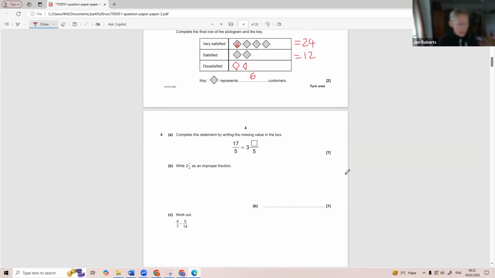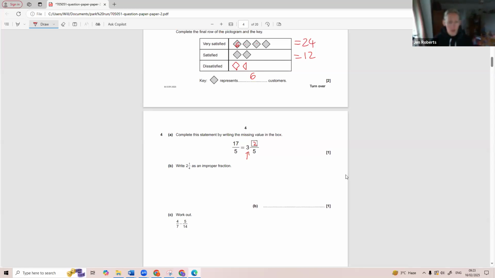Right, so we're converting an improper fraction to a mixed number one here. How many 5s go into 17? 5, 10, 15, it's 3, which is how they got this number. We got to 15, what's our remainder to 17? It's 2. So it's 3 2/5.